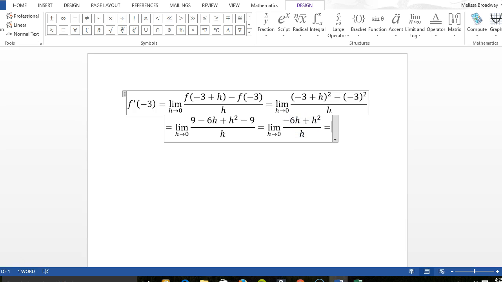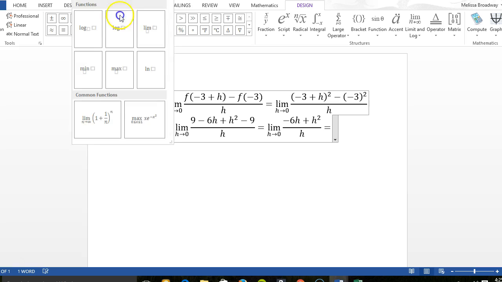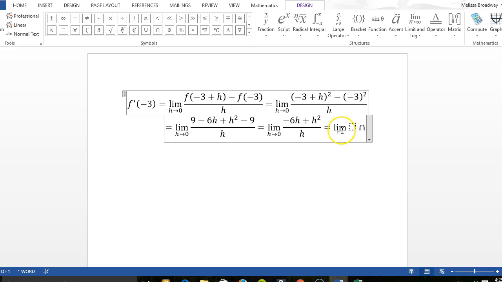But lo and behold, look what happens. Well, let me do my limit before I get excited. So limit as h goes to 0, and let me not get ahead of myself here.